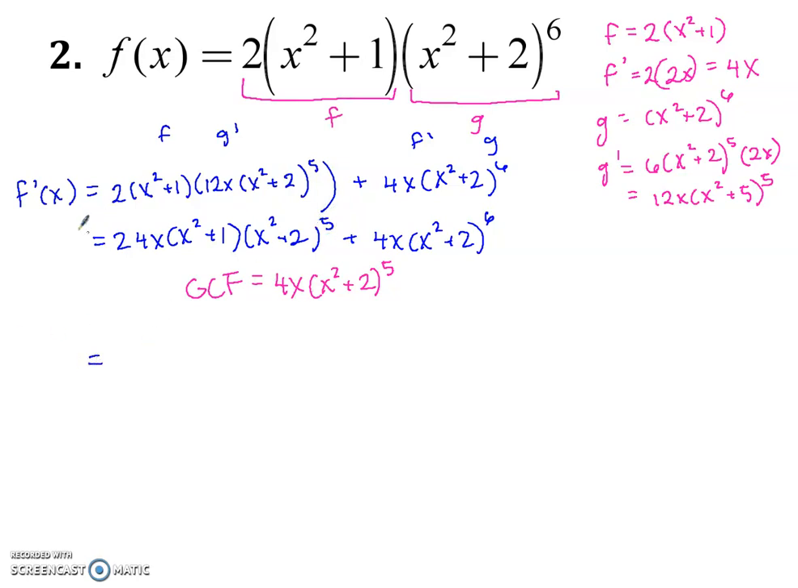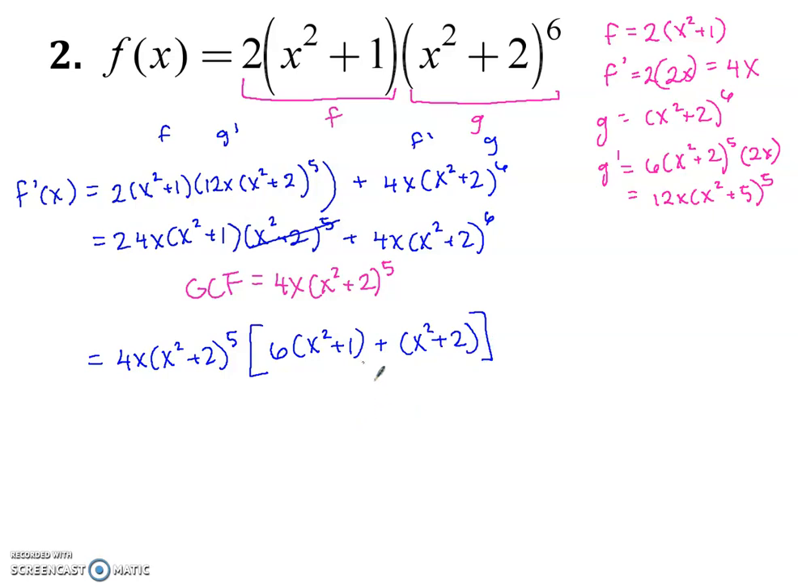Okay. So from here, we're going to take the GCF out to the front. And then we're going to write what's left from each term after I take that out. So 24 divided by 4 is going to leave me with a 6. The x squared plus 1 is left because I didn't take any out. But the x squared plus 2 to the 5th, that I took out. So that whole term is gone. Then from the 4x, there's just a 1 left there. And then the x squared plus 2, this was to the 6th power. I took out 5 of them. So there's just going to be 1 of them left.